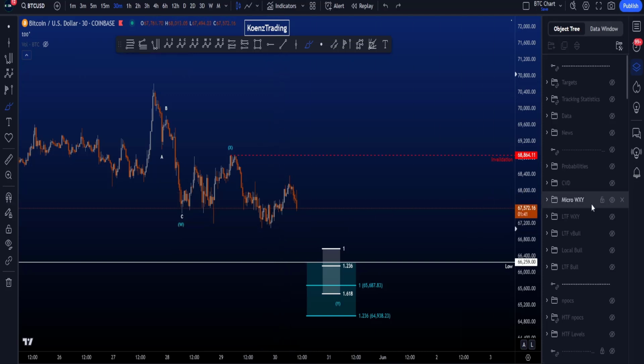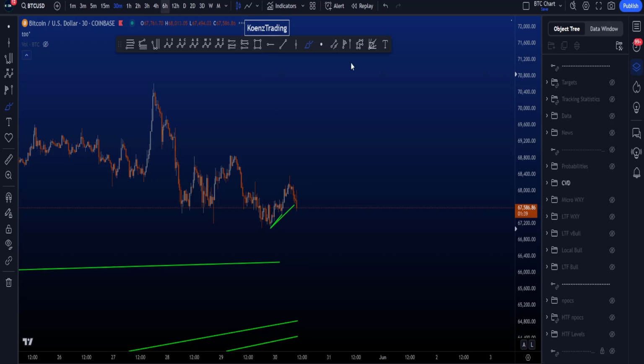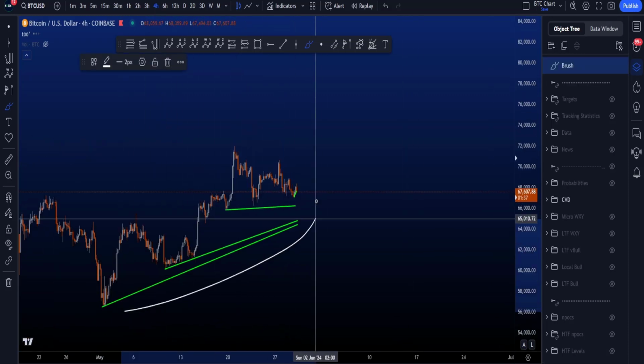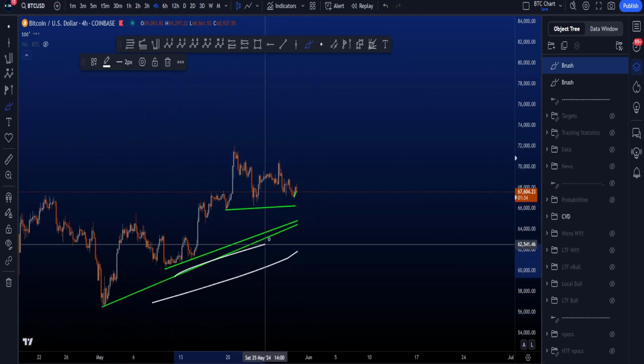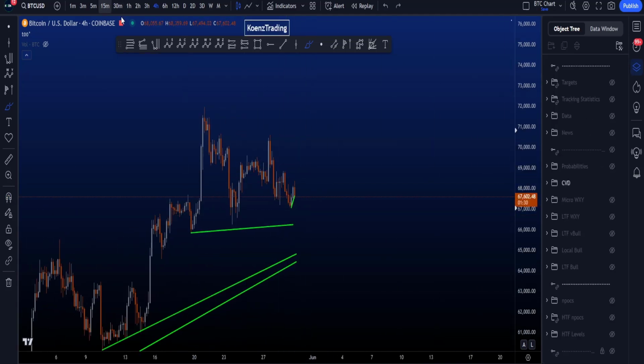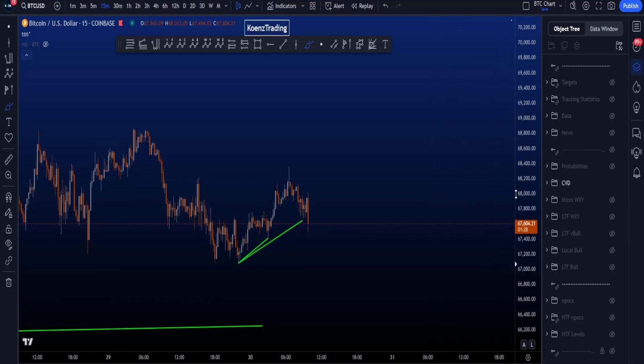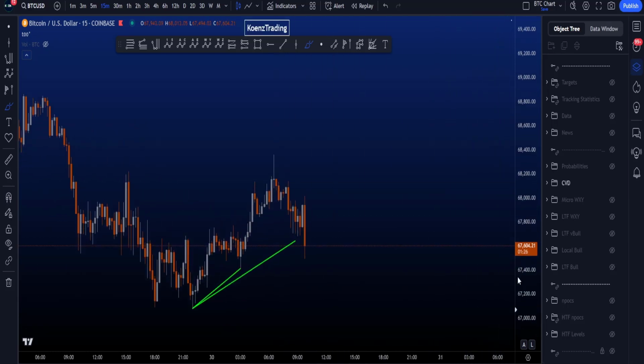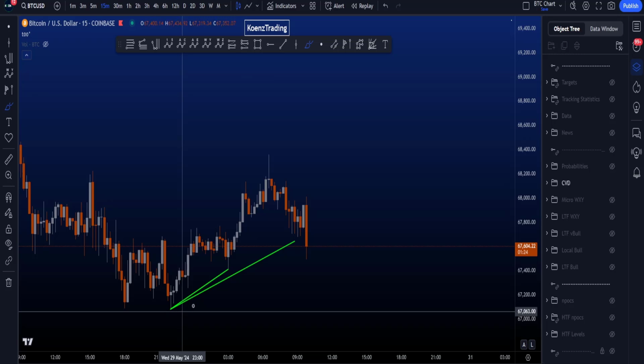67.1k. If you then look at the CVD divergences, then if we zoom out, you can see that we have lots of bullish CVD divergences on the higher time frames, but I do always prefer to look for CVD divergences very locally on a 5-minute and a 3-minute time frame. And we do here have also some bullish CVD divergences.